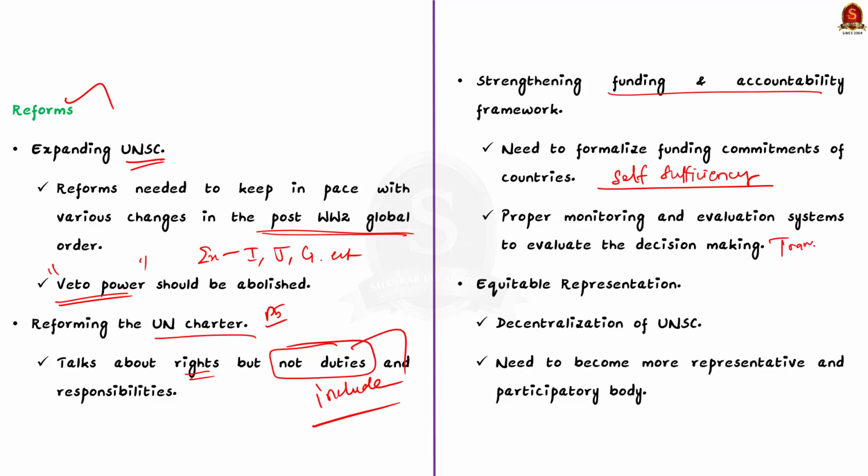Lastly and most importantly, equitable representation. Equitable representation of all the regions of the world in UNSC is needed to decentralize the authority of UNSC. This decentralization will enable it to be a more representative and participative body.